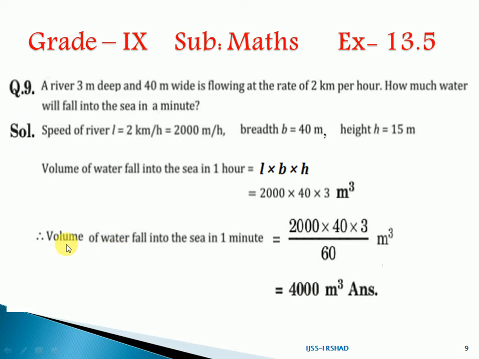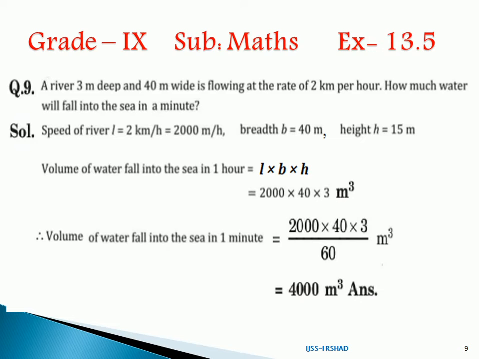So volume of water fall in the sea in 1 minute is equals to this answer, 2000 into 40 into 3 divided by 60. You can cut it here also. 0 0 you can cut, 3 cut by 2 times, then 2 cut this. So when you solve this, you will get 4000 meter cube, means 4000 meter cube water flows in the sea in 1 minute. So this is the end of exercise 13.5.